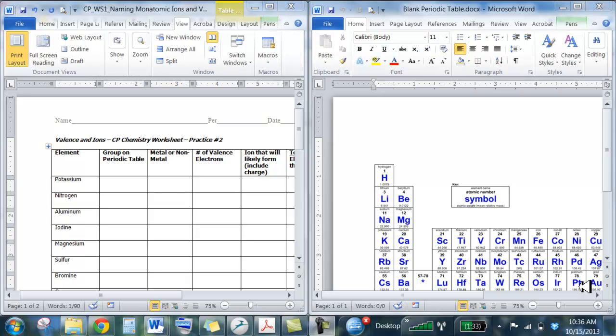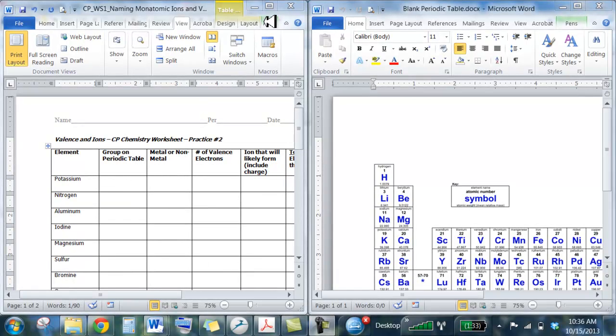So what we need to do today is review valence and ions and how to find them from the periodic table. So I'm going to give you guys this worksheet here. It says practice number 2. We'll fill out the first row together, and then when we're done, I'm going to have you guys fill out the rest of the sheet for review tomorrow.